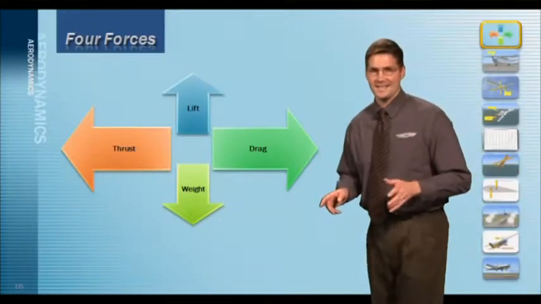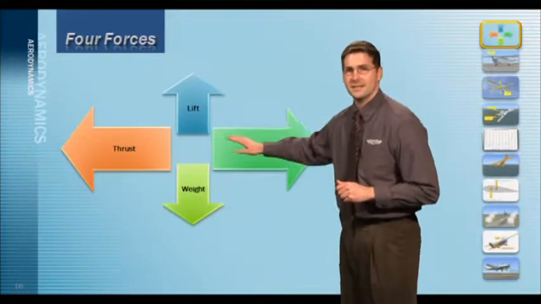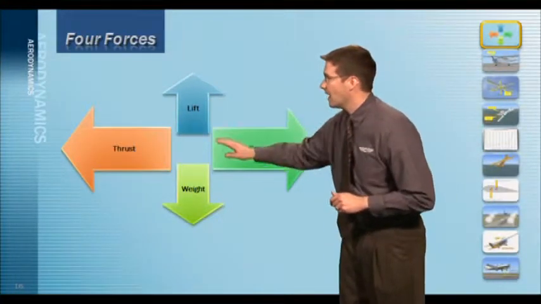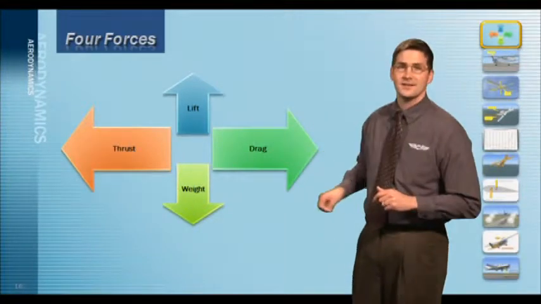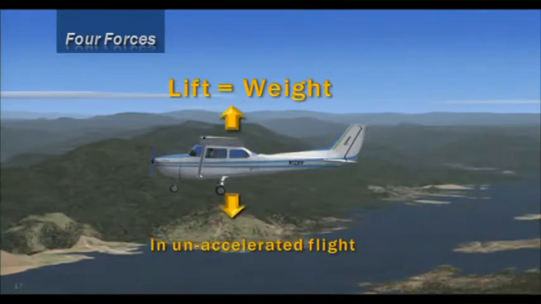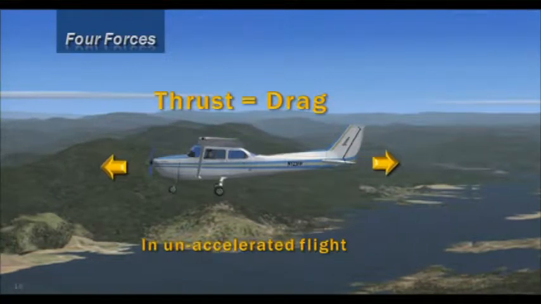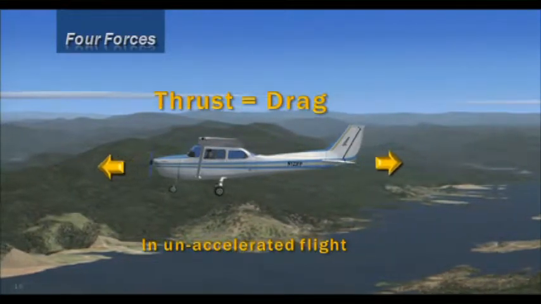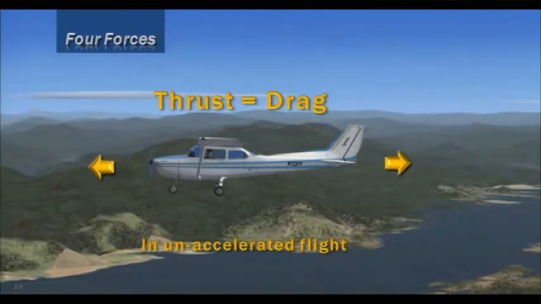To summarize, these are the four forces affecting every aircraft in flight. Lift is opposed by weight, and thrust is opposed by drag. In straight and level unaccelerated flight, lift equals weight. Thrust also equals drag. The four forces are equal.